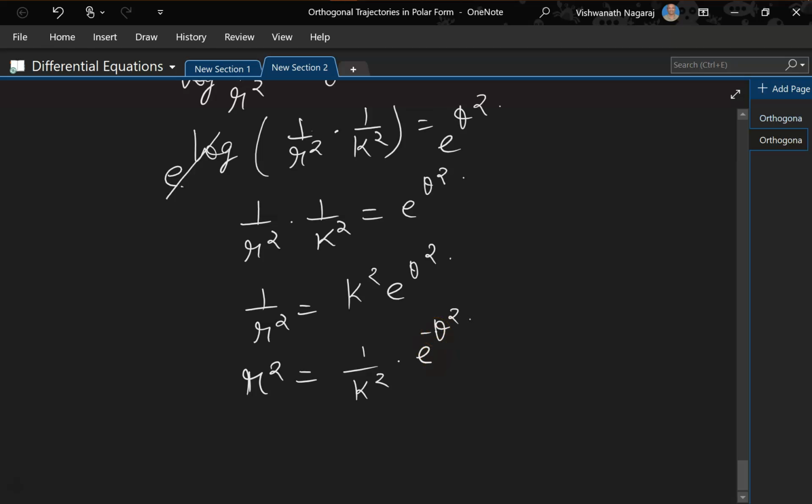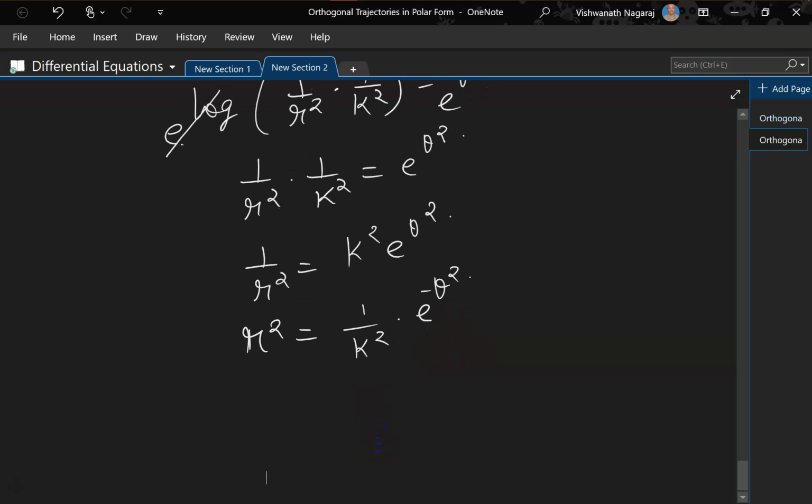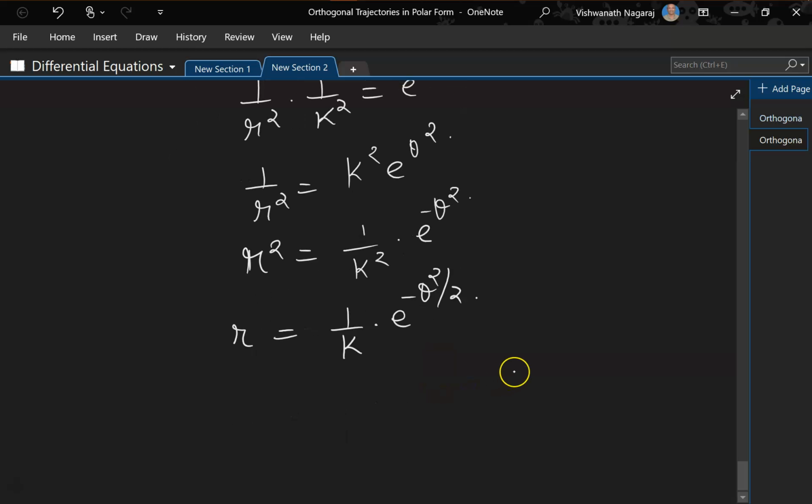So we get r square is equal to 1 by k square times 1 by e to the power of theta square. We just bring it to the numerator by putting minus. So now let's take care of the square. So r is equal to 1 by k times e to the power of minus theta square by 2, right? And now what we can do is we can say c is equal to 1 by k. So r becomes equal to c times e to the power of minus theta square by 2. So this is the solution.